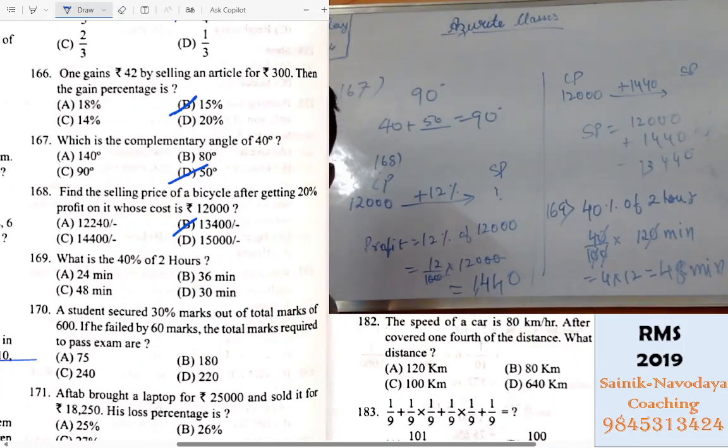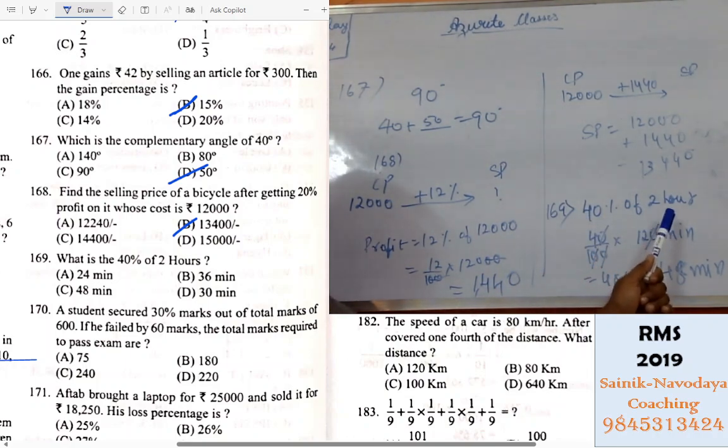Yes. So students, next question 169, right? What is 40% of 2 hours we have to find? 2 hours means how many minutes? 120 minutes. 40% means 40 by 100. 1 hour means 60, 2 hours means 120 minutes. So we have to find 40% of 120 minutes.